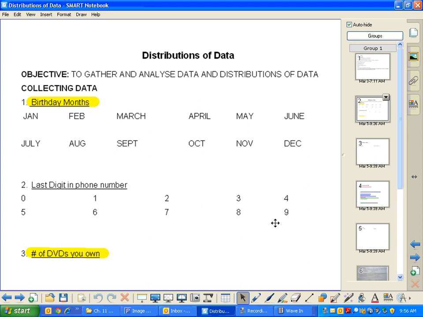July babies. No July babies? Oh, my daughter's a July baby. August babies. 1, 2, 3, 4. September babies. No September babies. October. Just 1. November babies. 1, 2, 3, 4. December babies. 1, 2. Okie doke.